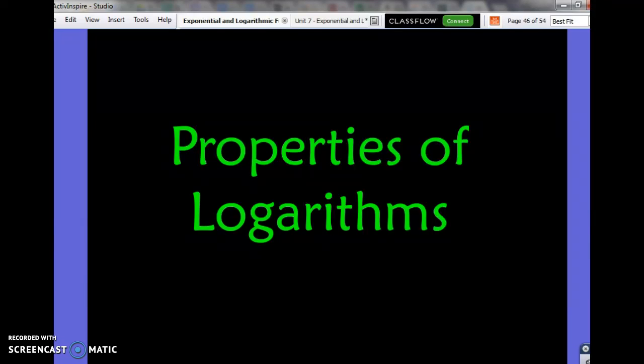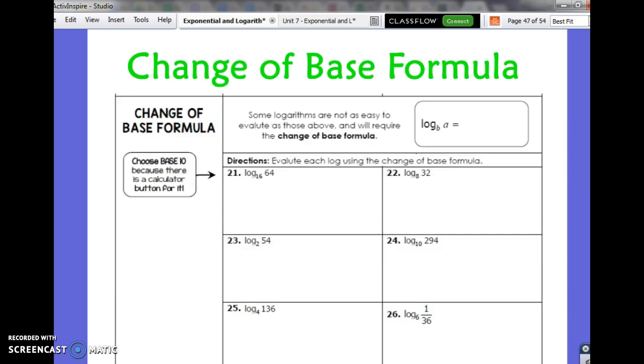In this video, we're going to talk about some more properties of logarithms. If you were not here on Friday to get the introduction to logarithms, you probably will want to get that information first. We're going to start by looking at the change of base formula. Now this information is on the sheet that we looked at on Friday.